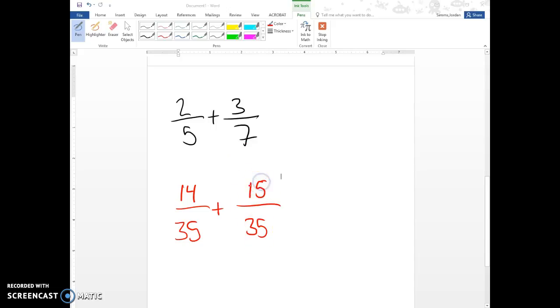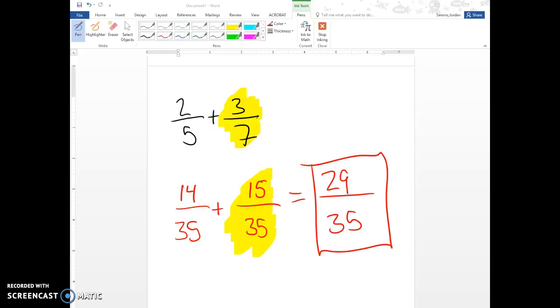And again, this is the equivalent fraction to this, right? Like this fraction and this fraction are equivalent. If I were to reduce this fraction in lowest terms, I would get 3 over 7. Again, don't mess with the denominators, and then we just add the numerators, so that's going to be 29 out of 35. All right, buddy, hope that helps.